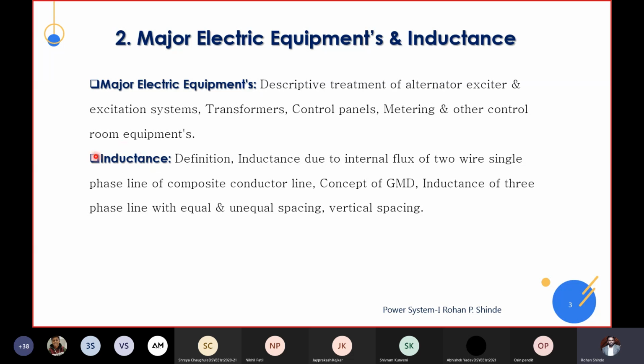And in section number 2, inductance is there. In inductance, we have to see first what is the definition of inductance, what is the physical dimensional formula for inductance. After that we have to see a formula for inductance, and then we have to start calculating the inductance of a transmission line.